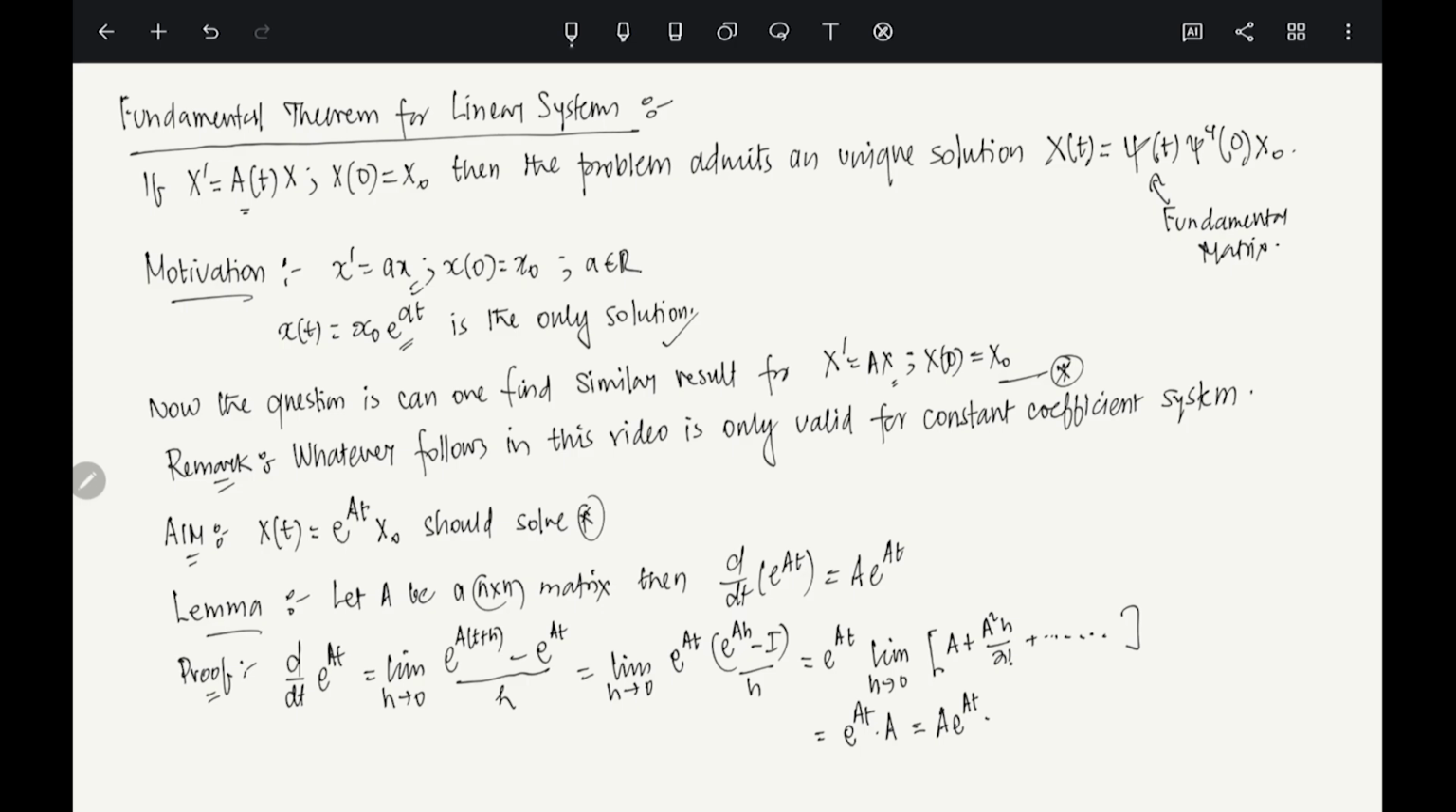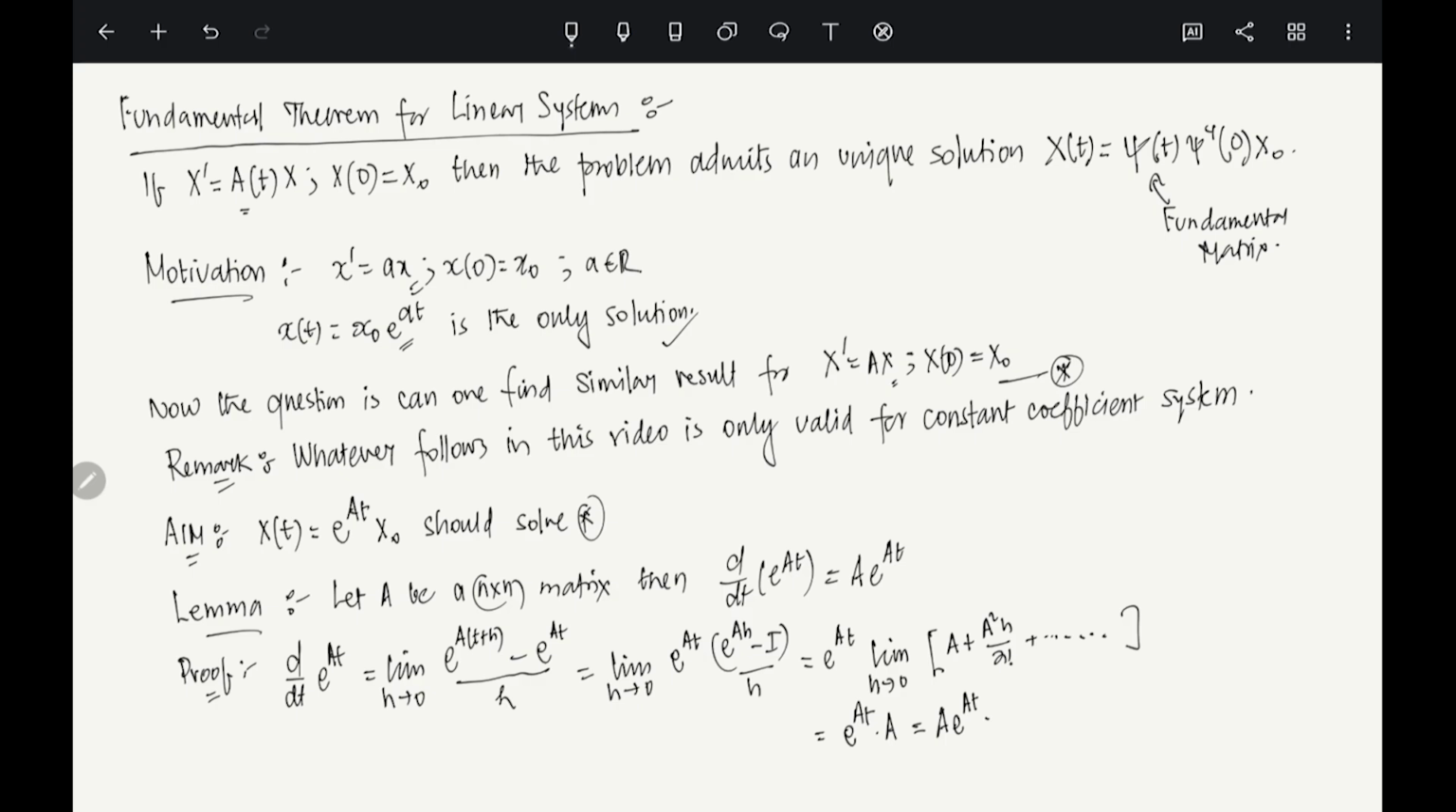Clear? So we have our result. See the last equality which we are doing: basically e^(At) converges uniformly. So that is why you can change the two limits essentially. Okay, fine.